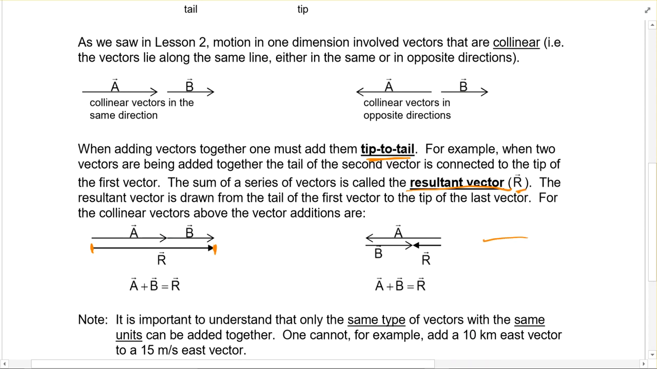So if we look at this scenario, vector A was going to the left to begin with. And then vector B, tip to tail. So the tail of vector B is at the tip of vector A. And it's going back the other direction. And again, the resultant vector, really the net result of these being added together, is going to be from where you started to where it ended. And that's always going to be the case.